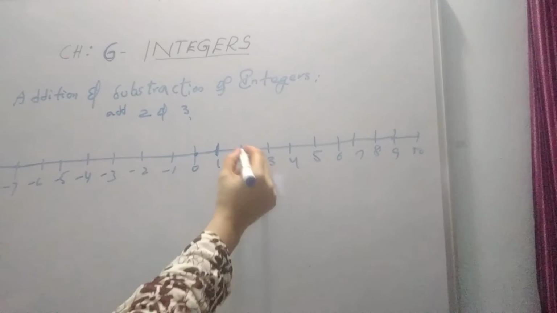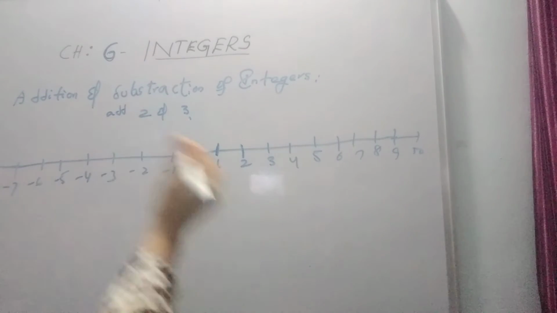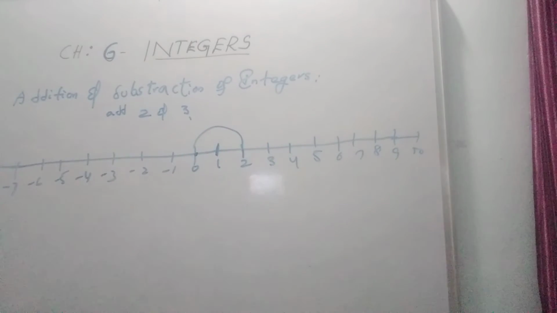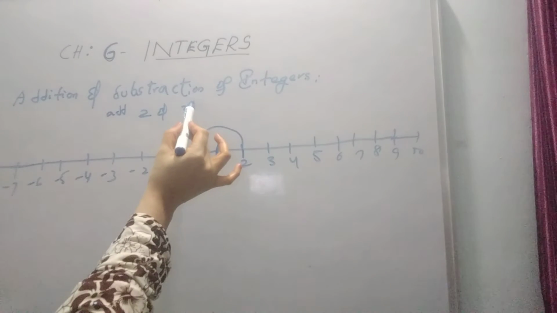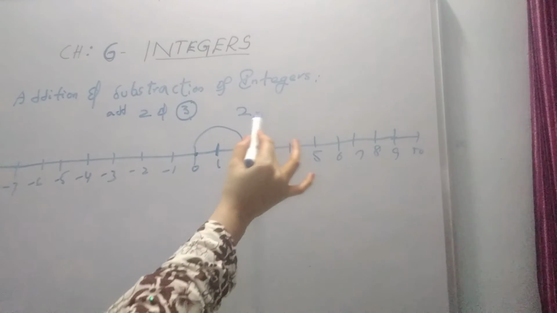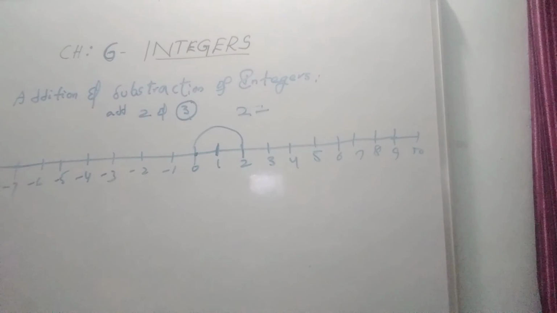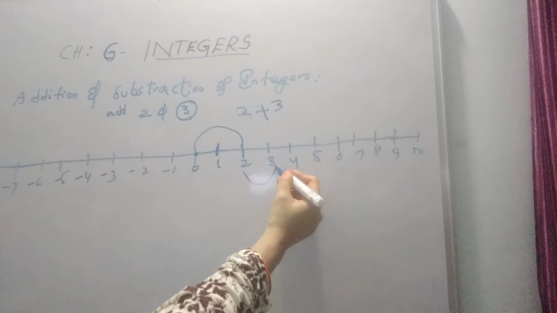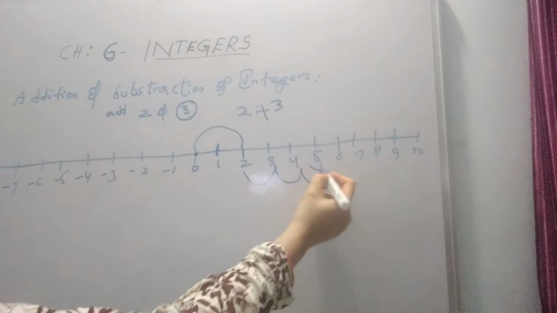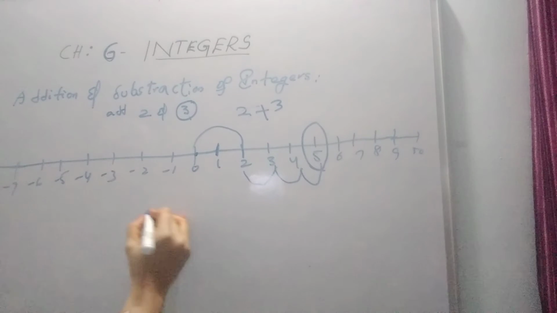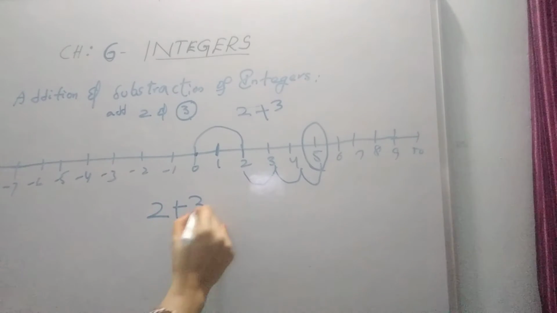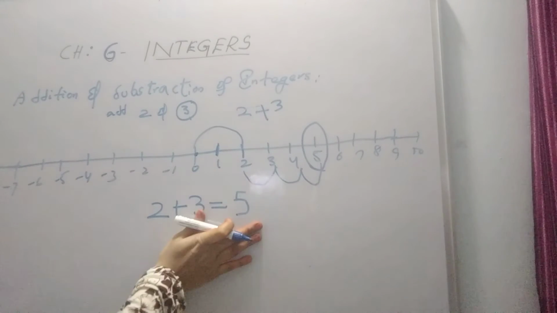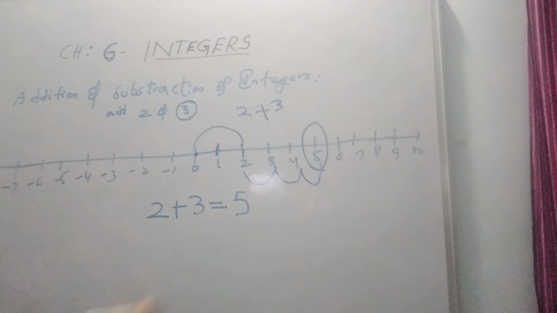Okay, first of all we have to reach 2 because we have to add 2 and 3. From 0 we have to reach 2. Okay, we get 2 here. After that we have to add 3, that means 2 plus 3. So we have to do 3 jumps. 1, 2 and 3. What will come here? 5. Okay, 2 plus 3 equal to 5. Is it right or wrong? Yes, exactly. 2 plus 3 equal to 5.